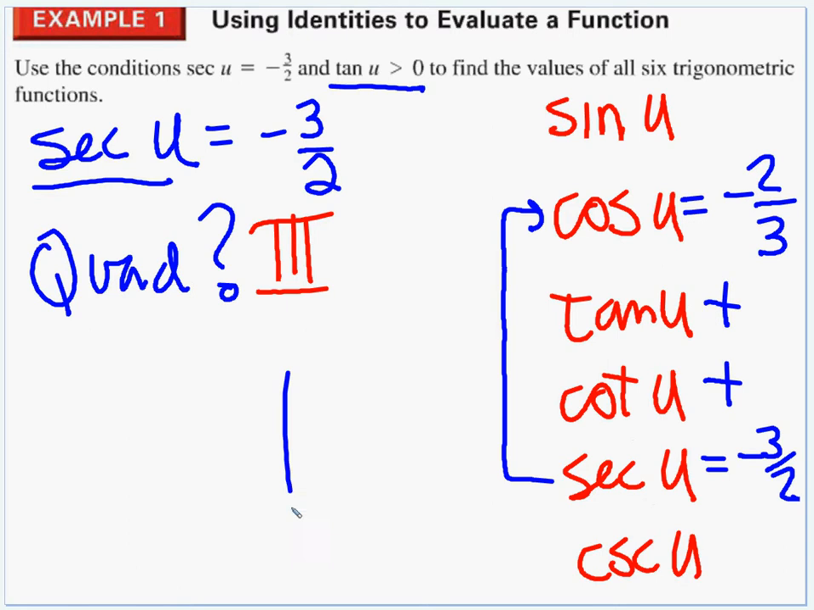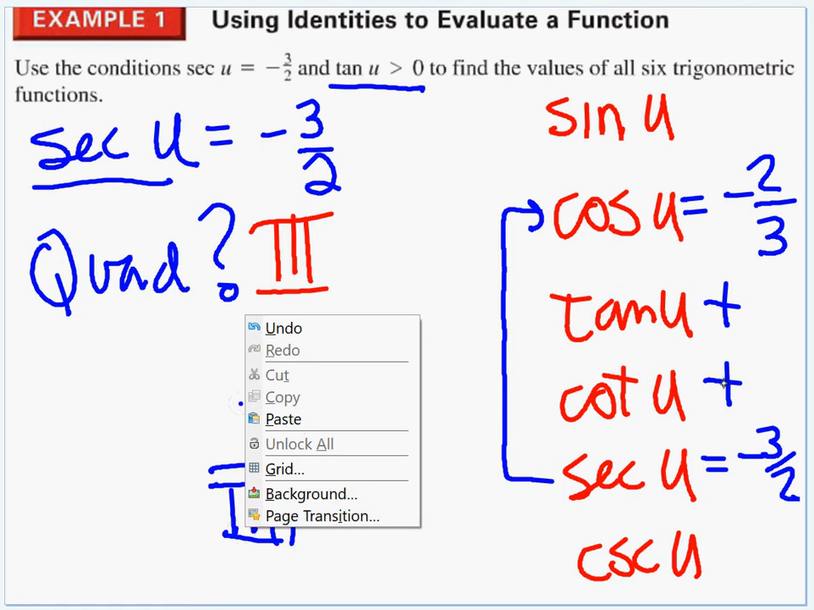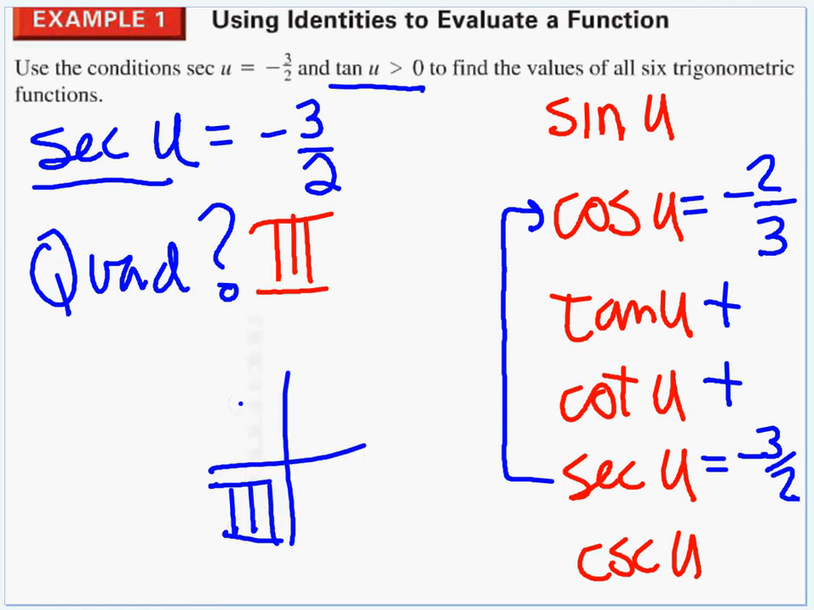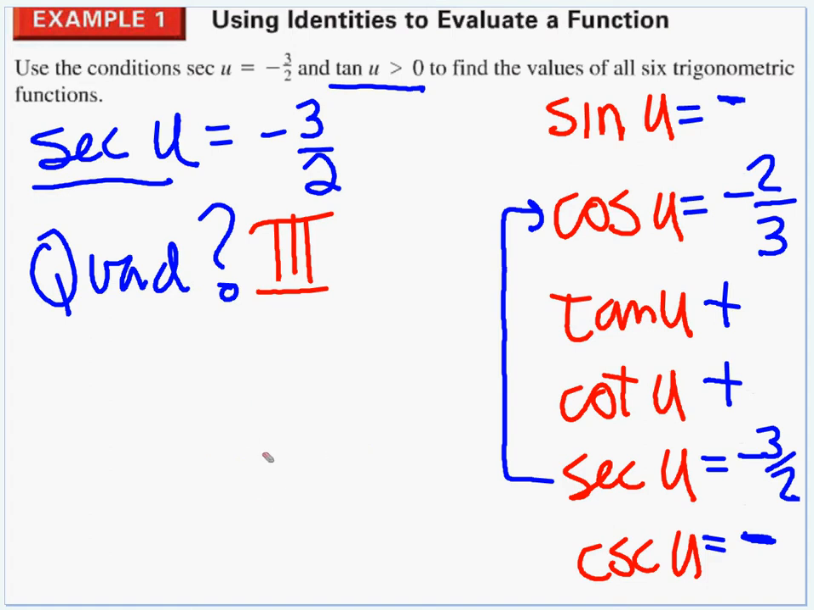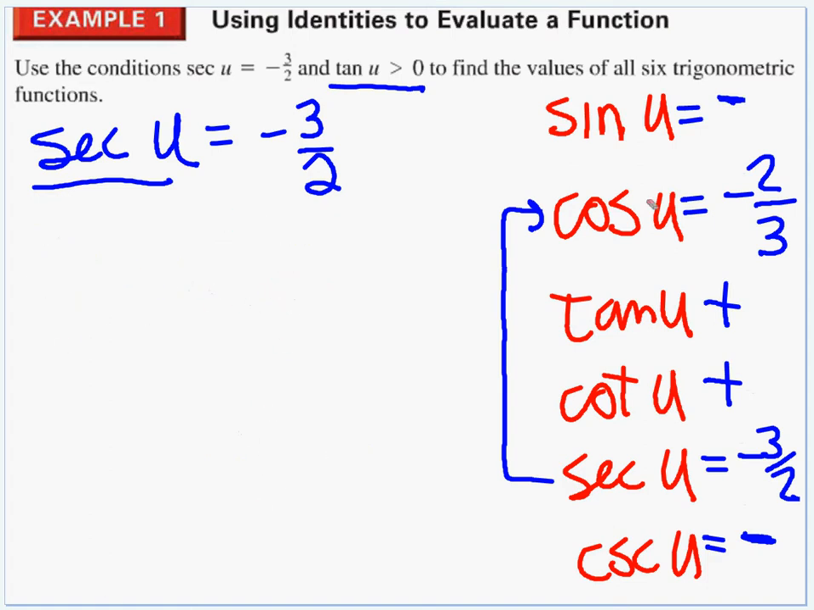And again, we're in quadrant 3, All Students Take, so tan is positive and its reciprocal, cotan, is positive. That means sine is going to be negative, and I should have an equals on there. Cosecant will also be negative. So we've got 2 of the 6 done, and we've got the signs of the remaining 4. Okay, let's see what we can do here.